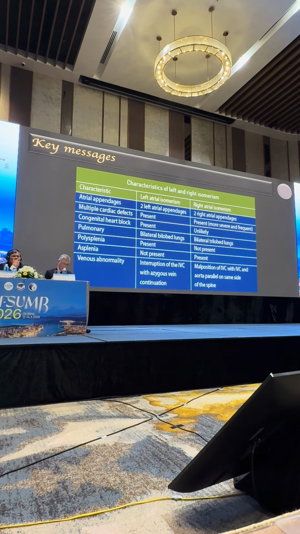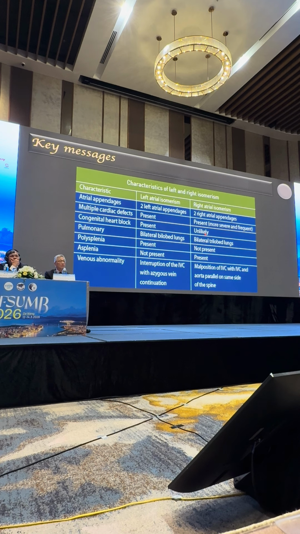Now, these are the key messages, the key factors that you need to keep in mind. First and foremost, the characteristics you are going to consider in identifying the left and right isomerisms are: one, atrial appendages. In left atrial isomerism, you have two left atrial appendages. In right atrial isomerism, you have two right atrial appendages. Multiple cardiac abnormalities are present in both. Congenital heart block is seen only in the left atrial isomerism, not in the right atrial isomerism.